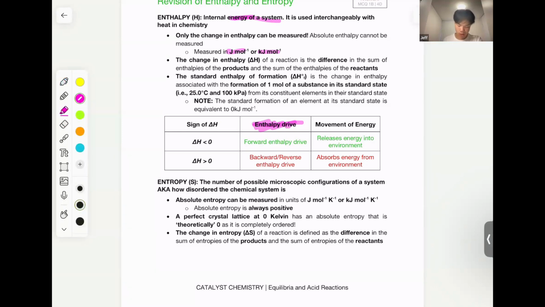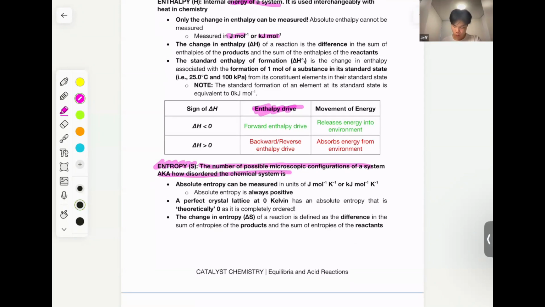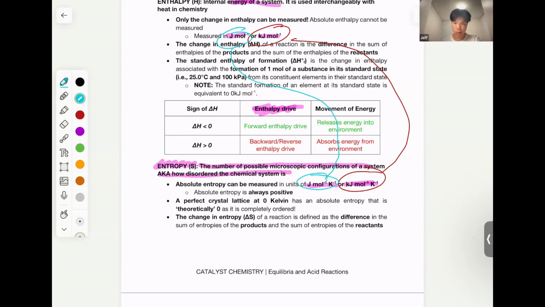The second thing you should be aware of is entropy. So entropy being the number of possible microscopic configurations of a system or how disordered the system is. Again, it can be measured in joules per mole per Kelvin or kilojoules per mole per Kelvin. But the important thing, as I've emphasized many times this term, is whenever you perform the Gibbs calculation, you must match the units. So if you process enthalpy in terms of joules, you process entropy in terms of joules. If you process it in terms of kilojoules, you process the other in terms of kilojoules. So just make sure you make that conversion if you ever do a calculation and they give them as different units. Okay.